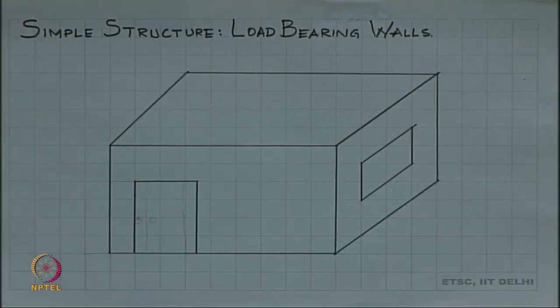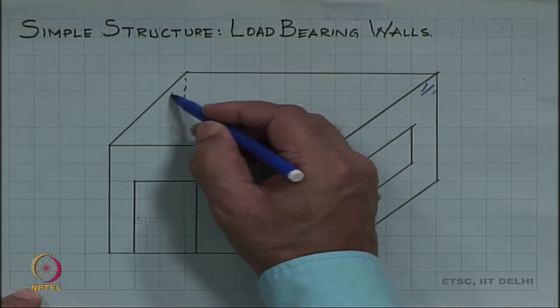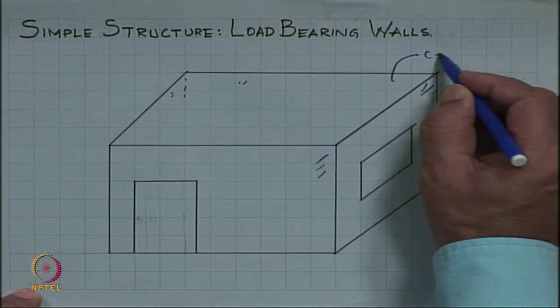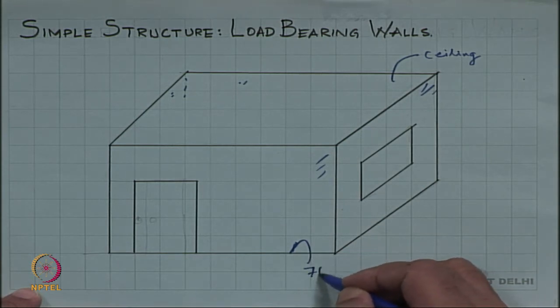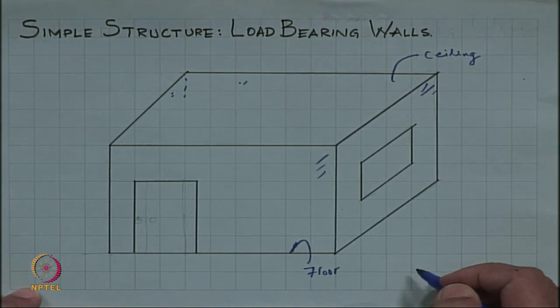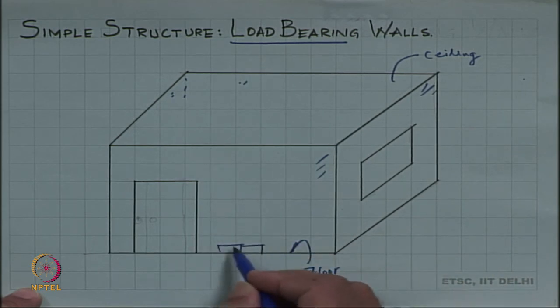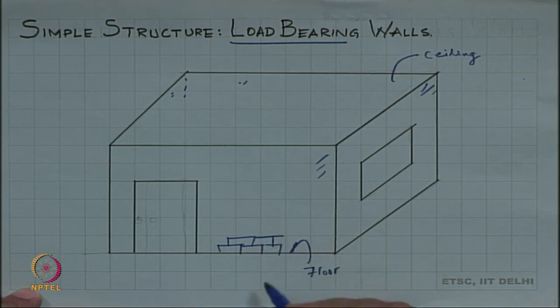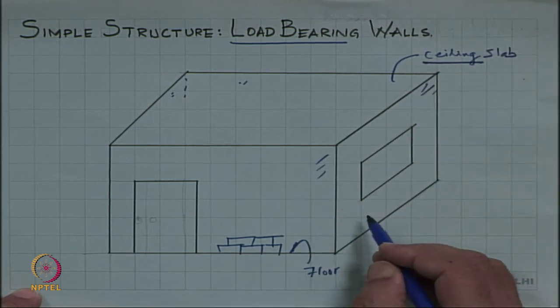We will begin by looking at a simple structure which has load bearing walls. A small structure would be like this, that we have here. What we have shown is, this is one wall here, this is another wall. Similarly, at the back there are two more walls, and on the top there is the ceiling. The bottom of this is your floor. We call it a load bearing wall because these walls could be made of bricks, and the weight of the ceiling, the slab, is taken by these walls.